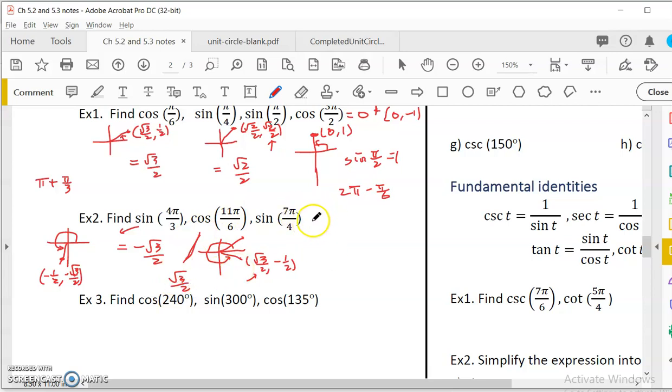Okay. What about 7 pi over 4? Where is 7 pi over 4? It's also in the fourth quadrant. How come? Because it's 2 pi minus pi over 4, right? This is pi over 4, and here is 2 pi. You go back pi over 4, it will be 7 pi over 4. So this is the angle. What coordinate do I have? Whenever it's pi over 4, related to 45, it's related to root 2 over 2, right? But the y is negative, negative root 2 over 2. So I want sine. Sine is this number. So sine of 7 pi over 4, I would say this is negative root 2 over 2.